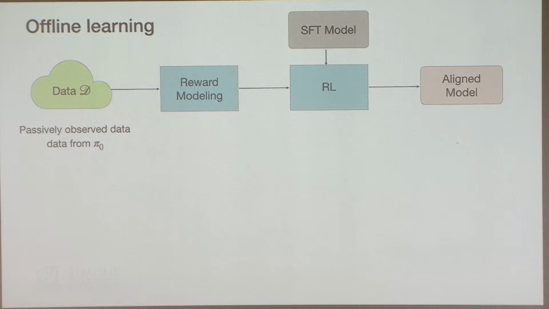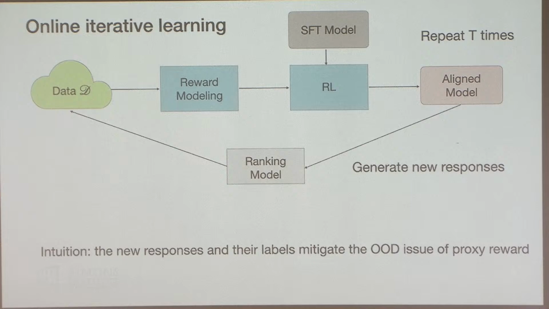So what we do is add a loop, as we observe in sequential decision making, to iteratively deploy our intermediate aligned model to generate new responses, and we ask the rater, the human labeler, to give a new label. And we put all this new data back into the historical data, and a new iteration will begin. One straightforward intuition to convince you that such a sequential framework is helpful is that the new responses and the ground truth labels from the human labeler can mitigate the out-of-distribution issue of the proxy reward.